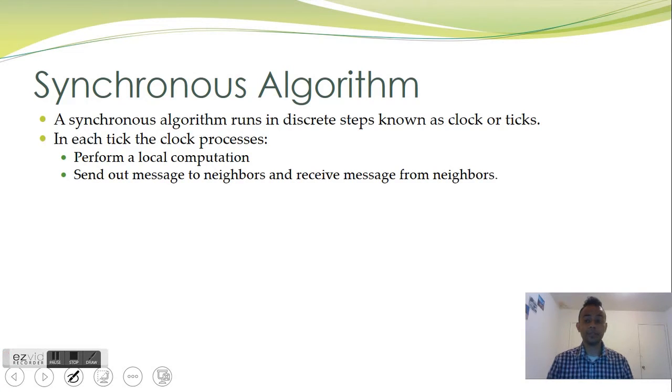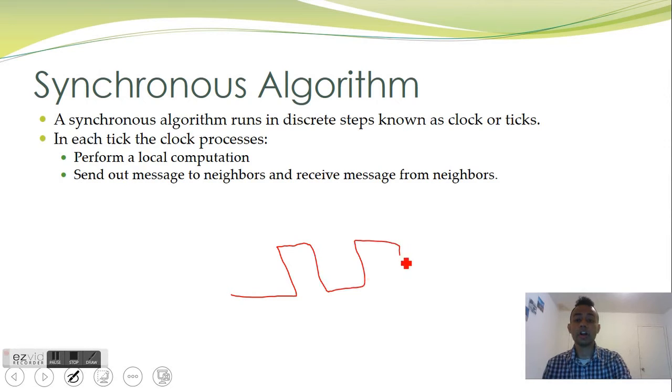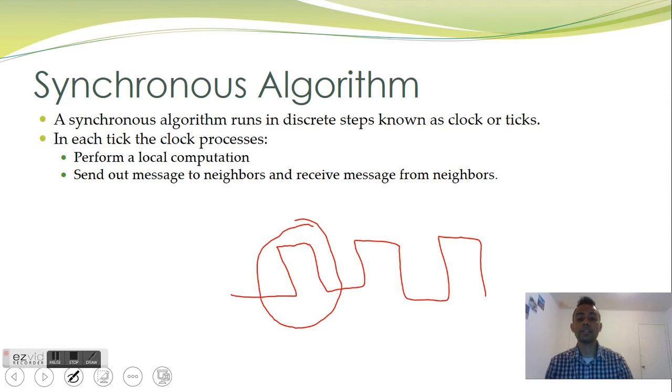The synchronous algorithm, what is it? A synchronous algorithm runs in discrete steps known as clocks or ticks. In each tick, the node processes a local computation, sends out messages to its neighbors, and receives messages from its neighbors.